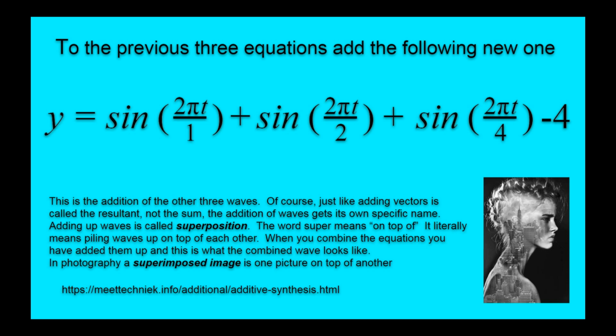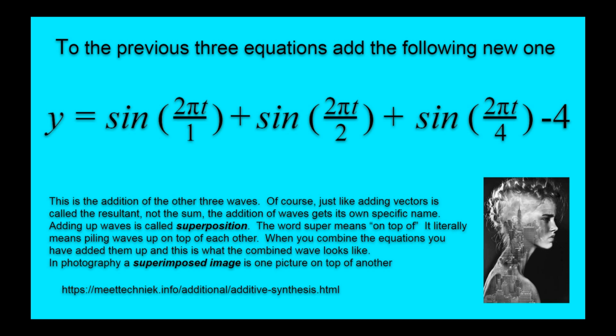Scientists like to make things deliberately confusing. When we add vectors, we call it getting the resultant, not the addition. And of course, with waves, they decided, why would we call it the addition of waves when we can make them a new term? And so the addition of waves is called the superposition of waves, which simply means putting them on top of each other. You may have heard the term superimposed image, which is an example to the right, where you took two pictures and you layered them on top of each other.